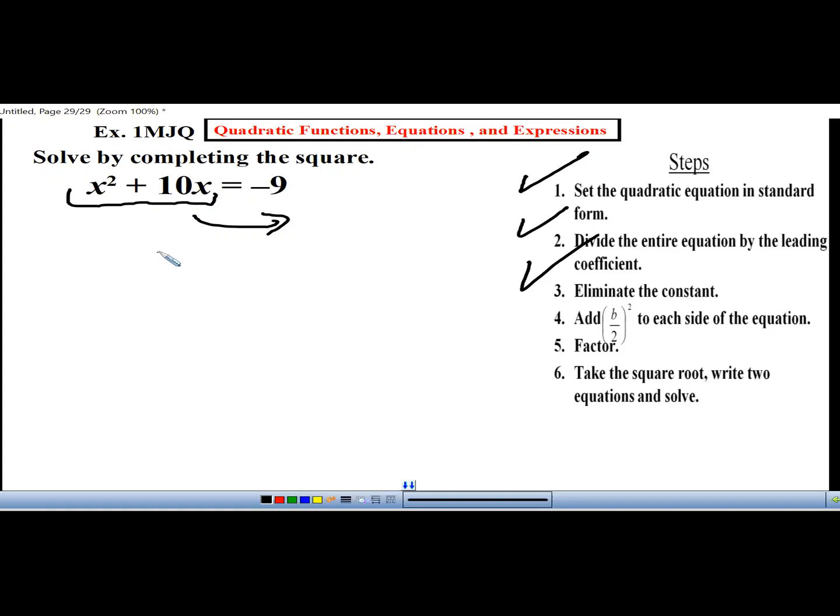Plus 10/2 squared. Yes, plus 10/2 squared. Whatever I do to one side, I do to the other. And the rest is history, and the process is the same, okay? All right, so that's the first method that we wanted to bring back.